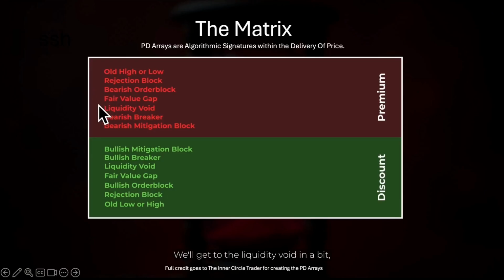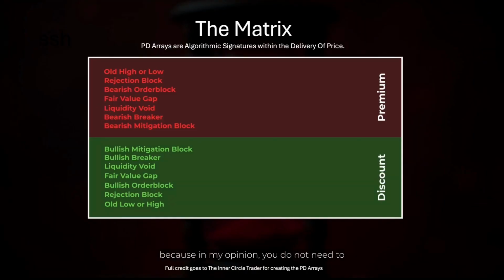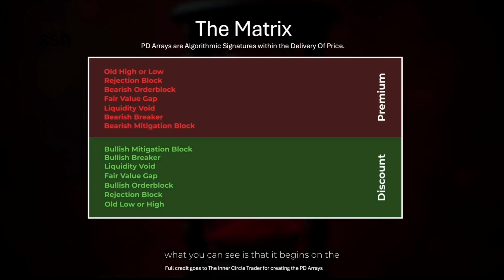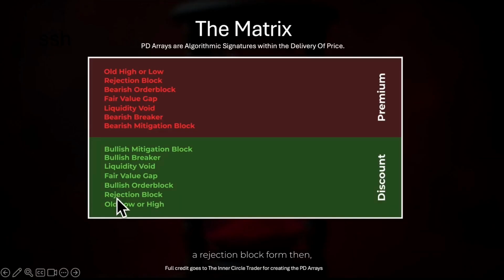We'll get to the liquidity void in a bit because in my opinion you do not need to pay attention to it. Next to that you can see a bearish breaker form, and next to that a bearish mitigation block. If we pay attention to the discount side then, it begins on the lower end right here with an old low, a rejection block forms, then a bullish order block, then a fair value gap, then a liquidity void. Again, this can be ignored, but we'll get to that in a bit. Then a bullish breaker forms, and then a bullish mitigation block forms.